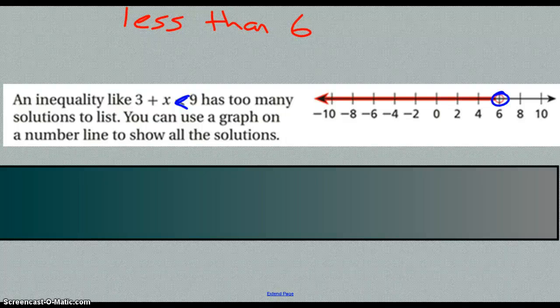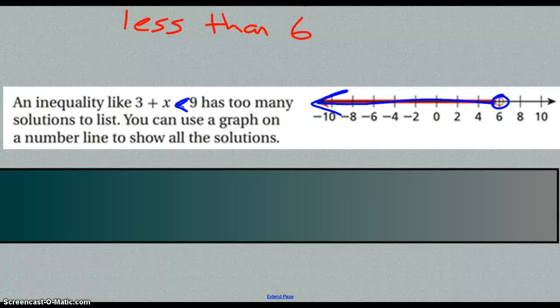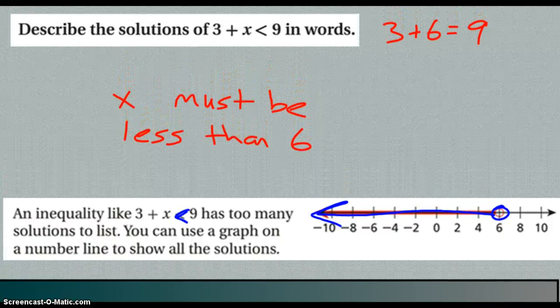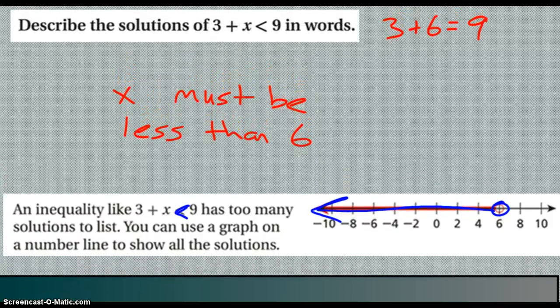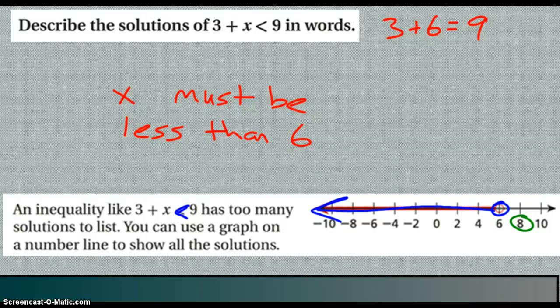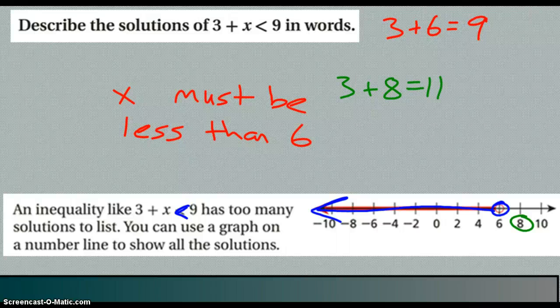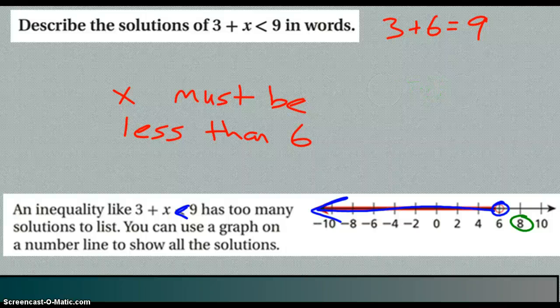But we also know that all of the numbers less than 6 will make that statement true, and that's how we would show that on a graph. So you can plug in any of those and it'll work. Notice if we went to the other side and I chose 8 for x, which shouldn't work, it's not part of my solution. If I said 3 plus 8, I would get 11, but 11 is not less than 9. That's why it's not part of our solution. So that's how we graph these.